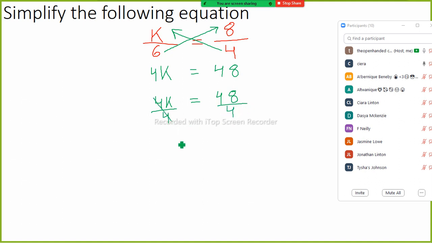K equals 12. How did you get 12? Because 48 divided by 4 gives you 12. Very good. So K equals 12.